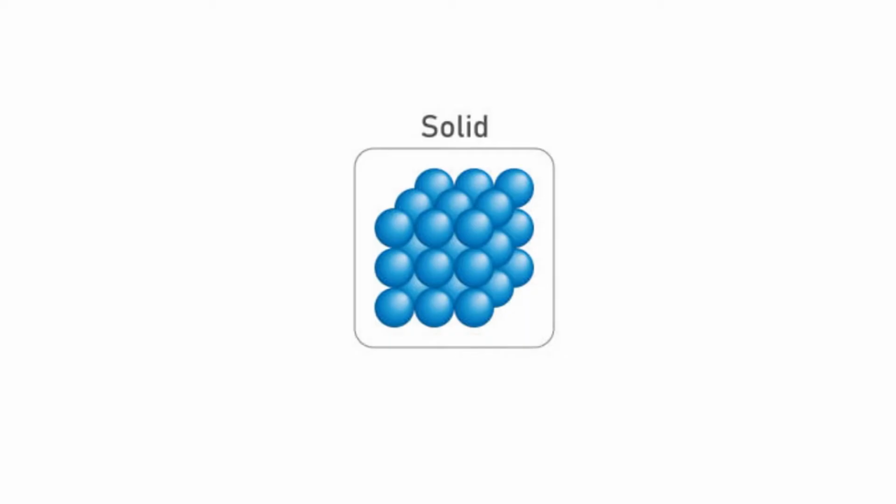We know that solids are composed of tightly packed particles. They retain their shape, and the constituent particles like atoms, molecules or ions are not free to move about. They can only oscillate about their mean position. So, let us now go further and classify the solids.